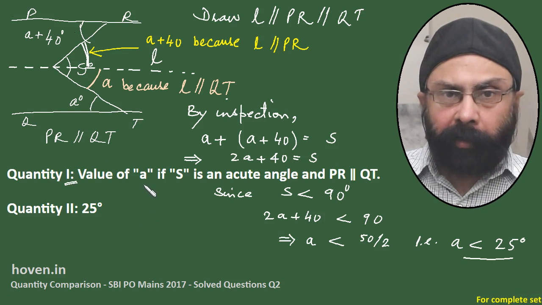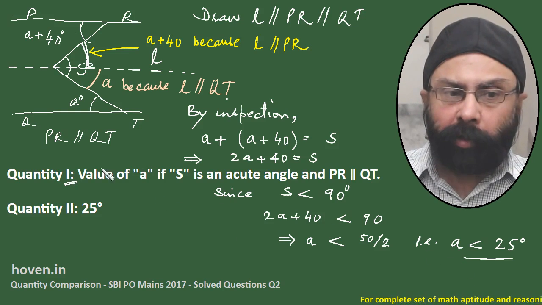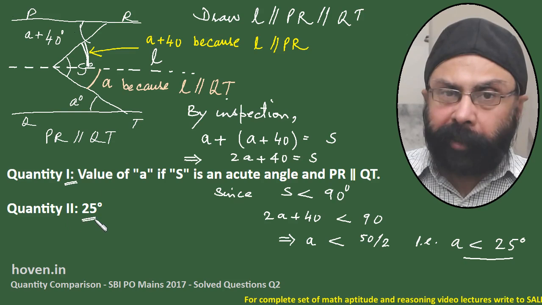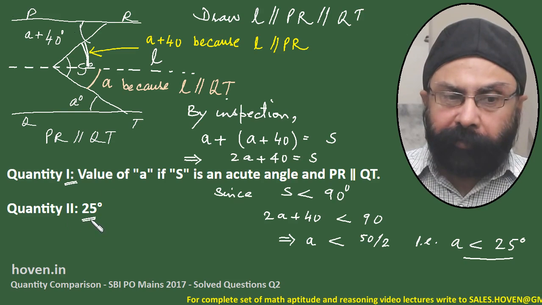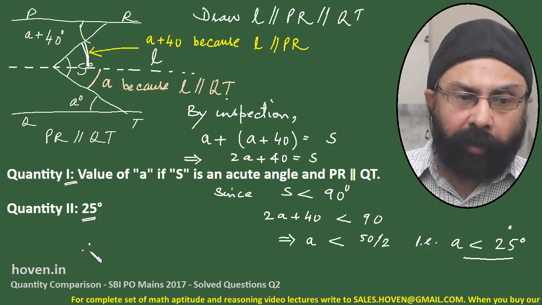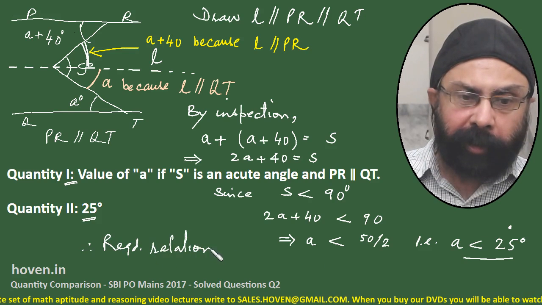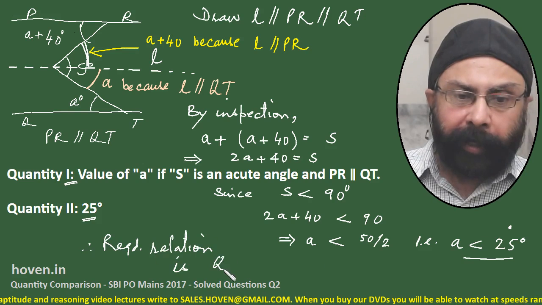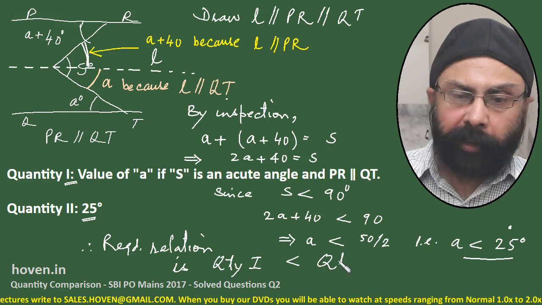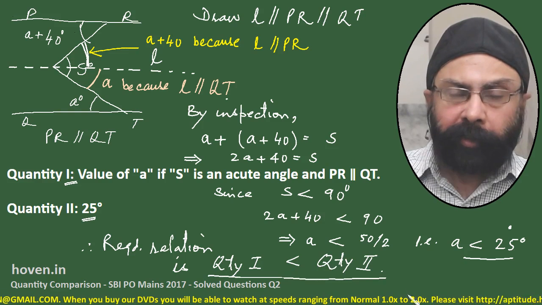The value of A has to be less than 25 degrees, which is the conclusion for quantity 1. Now what is quantity 2? Quantity 2 is 25 degrees. We don't have to go any further. This is the same 25 degrees. Therefore, the required relation is that quantity 1 is less than quantity 2, which is the answer to this question.